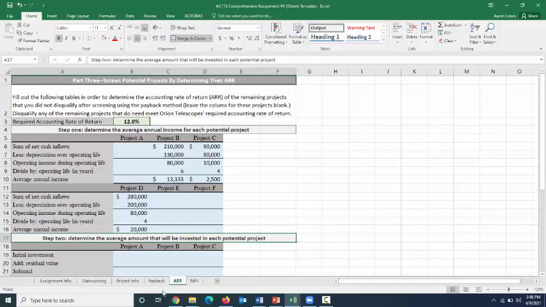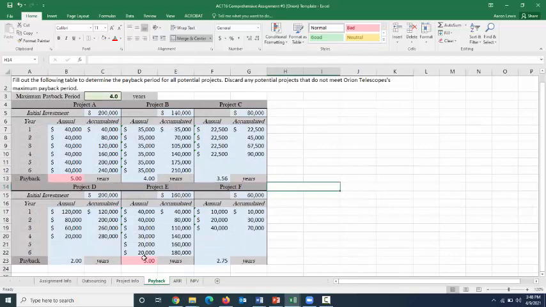Moving on to Project E, we go to the Payback tab and we see that Project E, with its 5-year payback period, has failed the payback test. So Project E is already eliminated from consideration. We're not going to undertake Project E. We don't even need to bother doing ARR for that particular project.